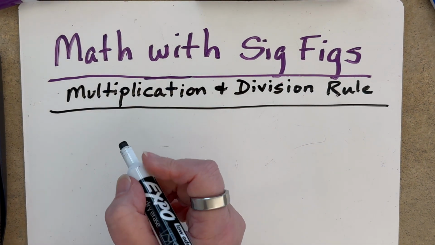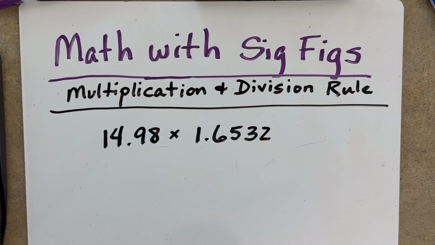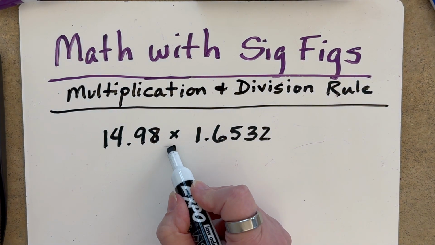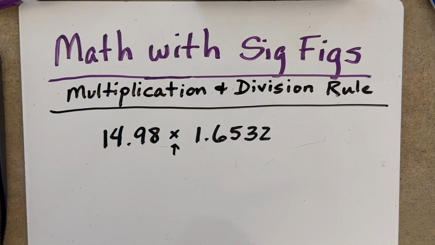So let's look at a problem. When working multiplication and division problems, the number of significant figures you keep has nothing to do with the number of decimal places. So you've got to put that rule out of your brain and open your brain for a new one. With multiplication and division, it comes down to looking at each number and figuring out how many significant figures it has.